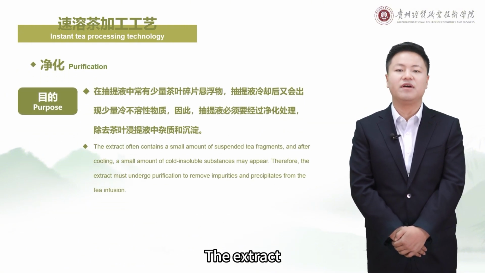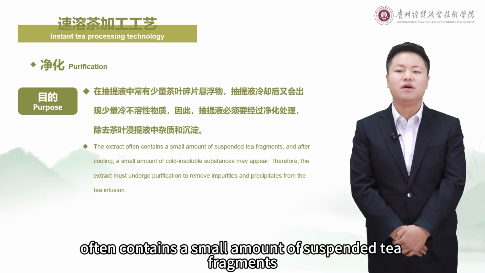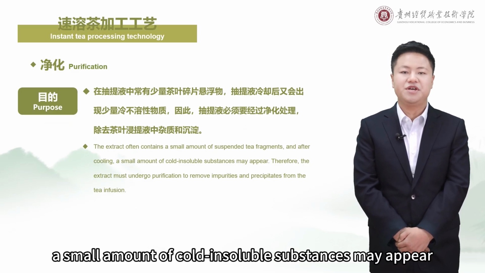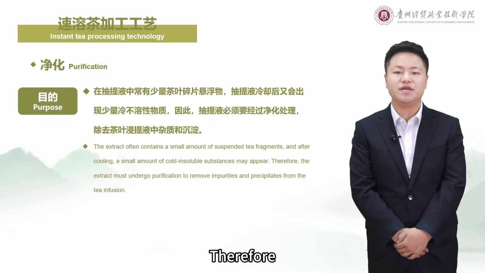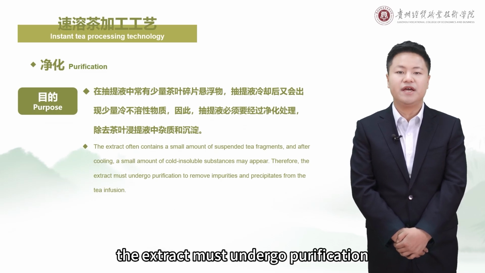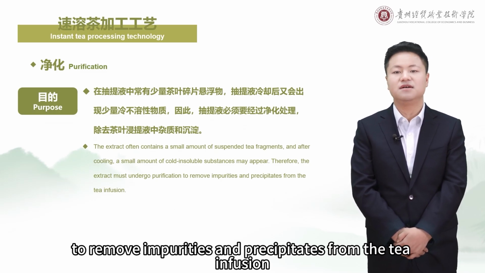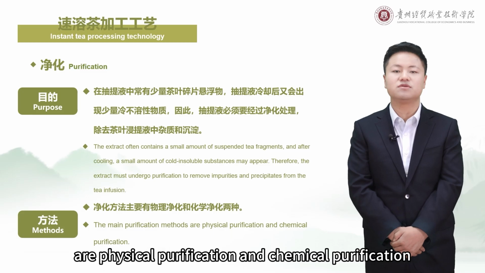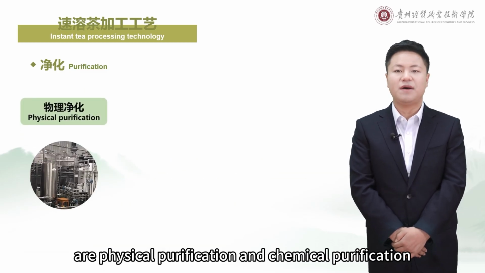Purification. The extract often contains a small amount of suspended tea fragments, and after cooling, a small amount of cold insoluble substances may appear. Therefore, the extract must undergo purification to remove impurities and precipitates from the tea infusion. Currently, the main purification methods are physical purification and chemical purification.